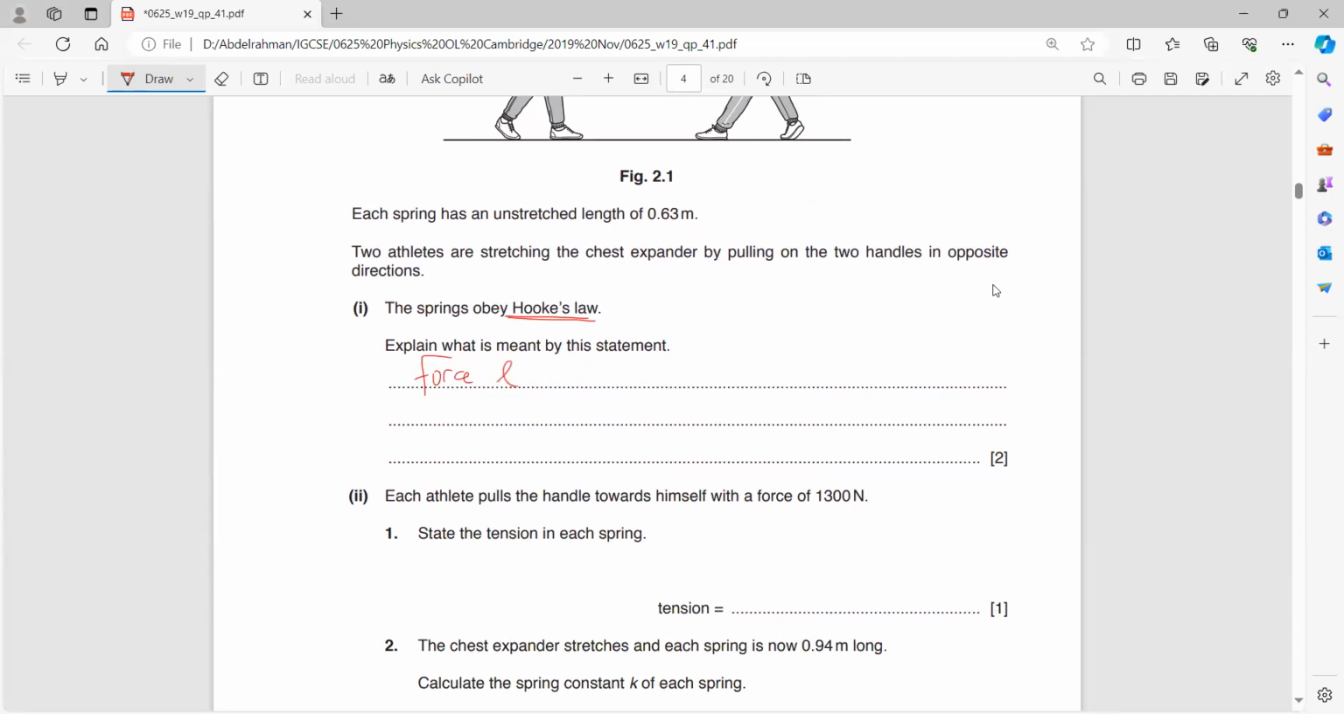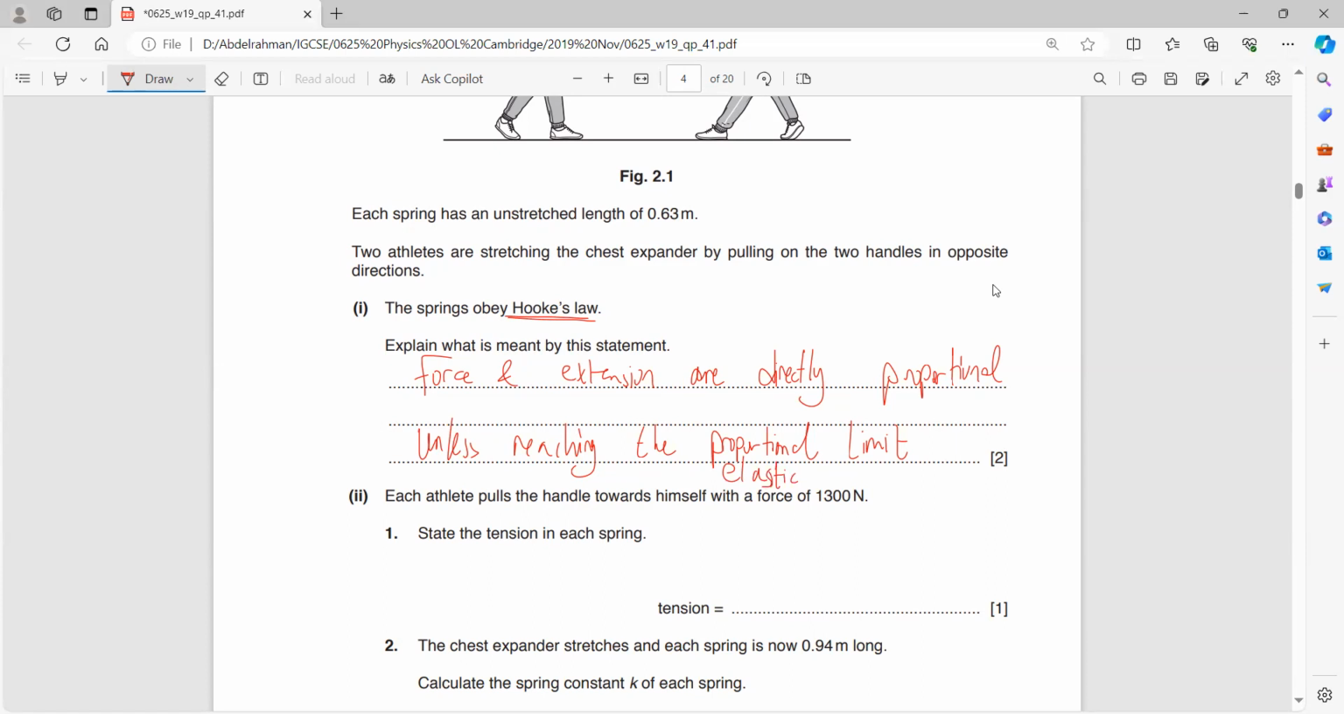صح؟ أهو force and extension are directly proportional unless reaching the proportional limit. صح. أو unless reaching the elastic limit. لو أنتوا you forgot the proportional limit ممكن نكتب unless reaching the elastic limit.